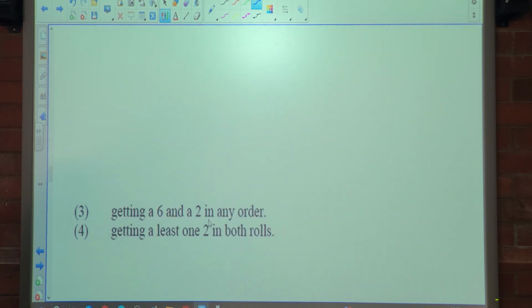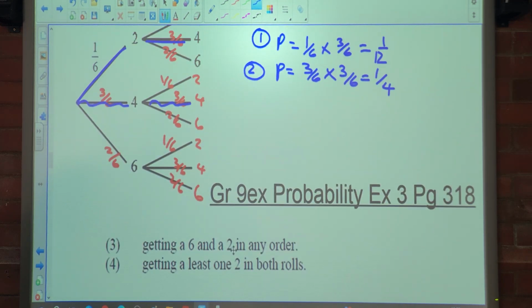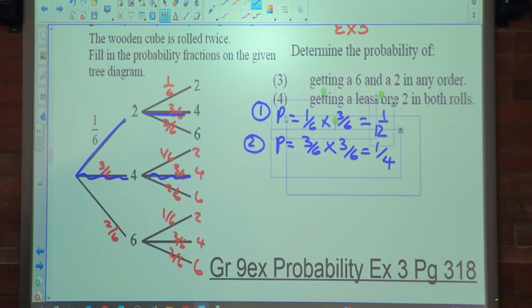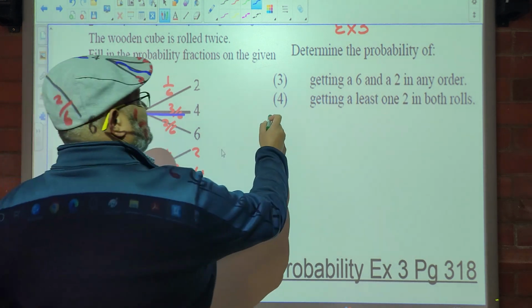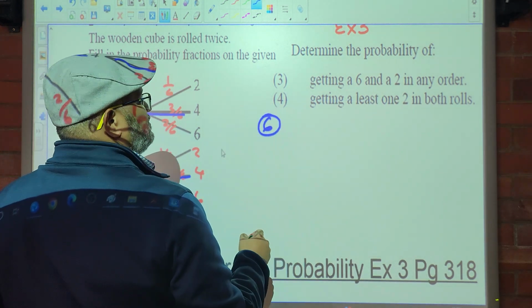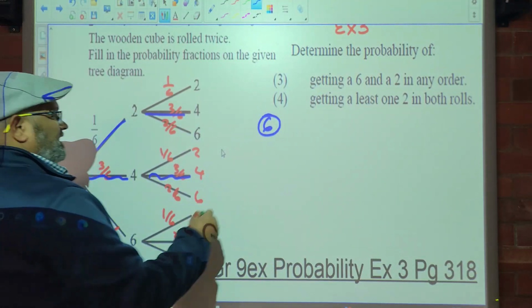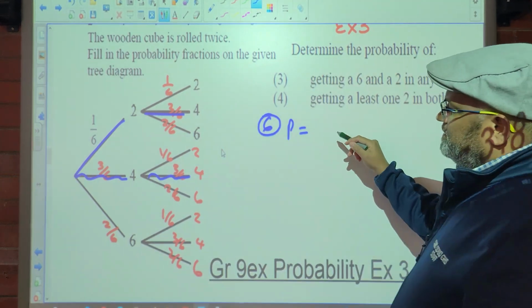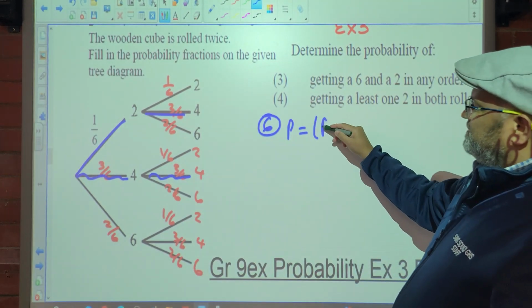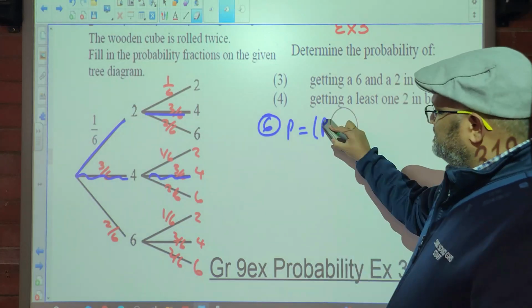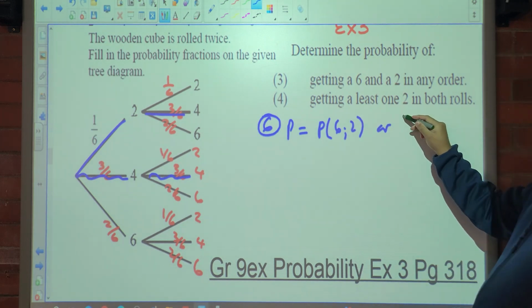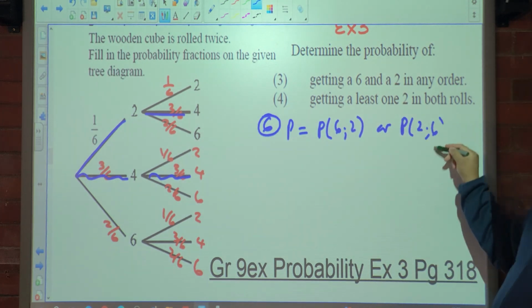Right, the next one. I'm now told to find the probability of getting a 6 and a 2 in any order. So I can go with first 6, which is... so it's basically the probability of a 6 and a 2, or a 2 then a 6. You all agree with that?